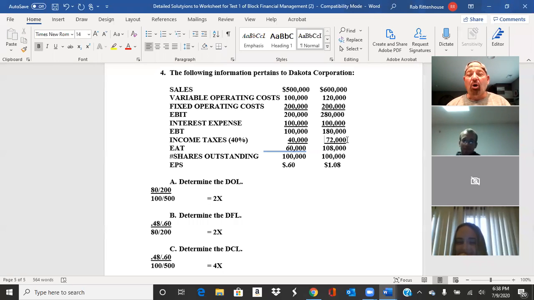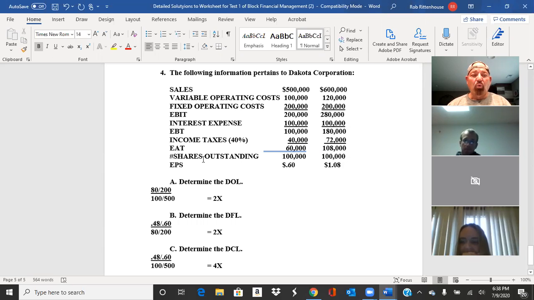Okay, so take that earnings before taxes minus the taxes to get earnings after taxes of 108,000. Divide that by 100,000 shares outstanding. Earnings per share is $1.08. So does it make sense where we got the numbers in the columns? Any questions on it?